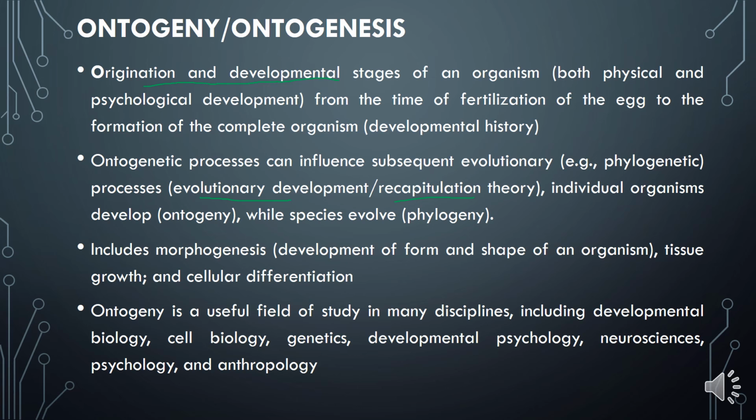But ontogeny is a bit different from phylogeny, because in ontogeny we are finding the developmental history of a single individual species. But in phylogeny, we are relating the evolutionary history of different species.